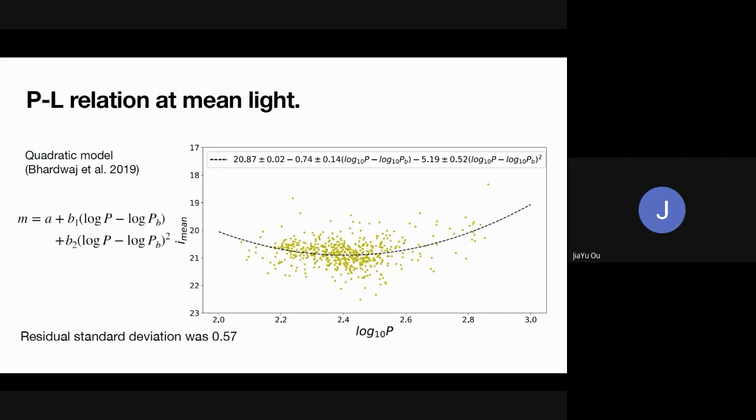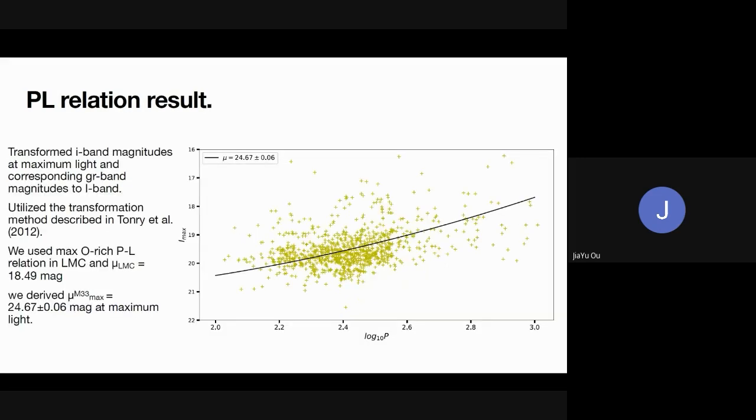And next, we also change our small i band into the big I. We use the transfer function and the GR color magnitude to change our small i band into the big I, and we also use our result in the LMC oxygen-rich relation function to get our distance. So the distance measured is 24.67 magnitude at the maximum light.